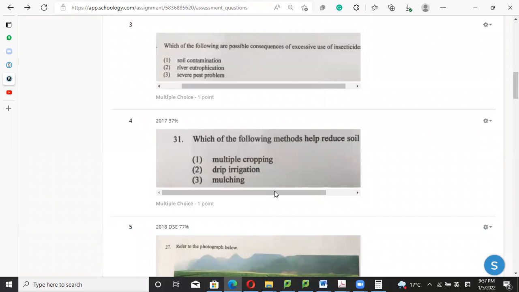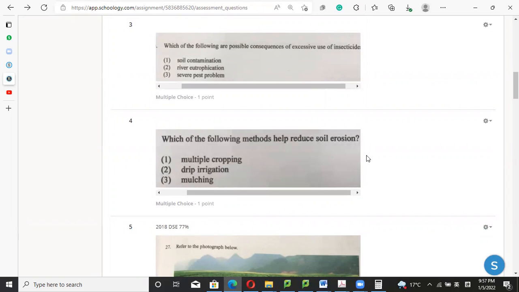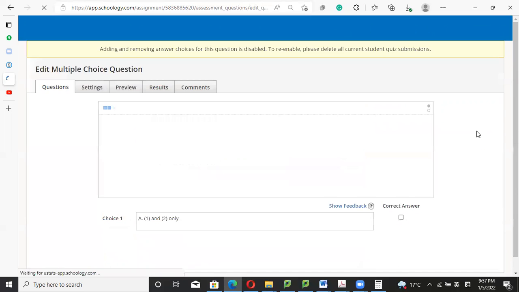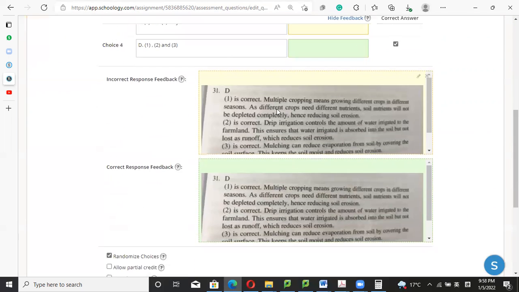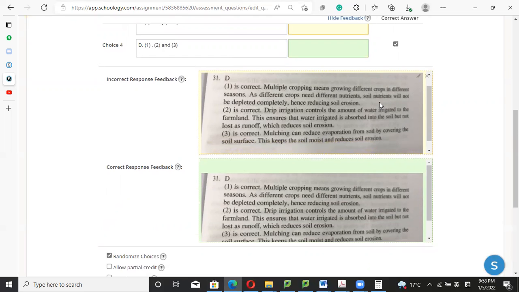Which of the following methods can help to reduce soil erosion? Multiple cropping, is it right? All of them are correct, because multiple cropping is going to give a larger cover to the soil. Compared with monoculture, multi-cropping can provide a more comprehensive cover. Different crops use different nutrients, so soil nutrients will not be depleted completely. So the soil erosion will be reduced.